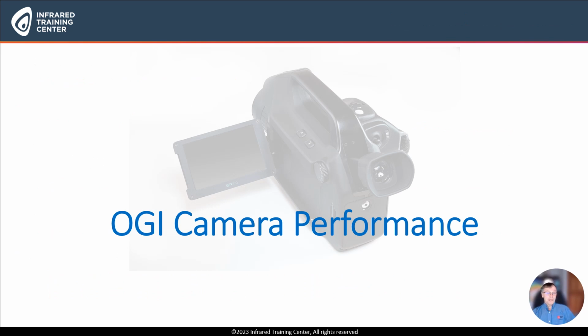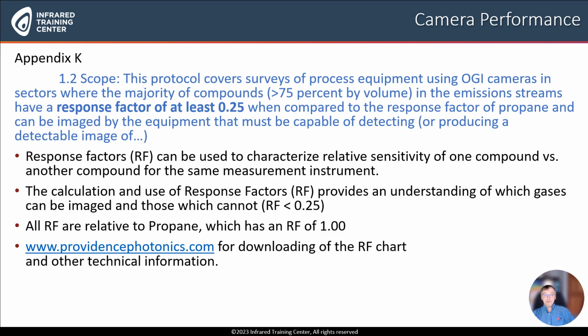Now, the first one we want to talk about here is OGI camera performance. I have some direct quotes here; many of the direct quotes are highlighted in blue. So 1.2 scope: this protocol covers surveys of process equipment using OGI cameras in sectors where the majority of compounds in the emission streams have a response factor of at least 0.25 when compared to the response factor of propane, and can be imaged by the equipment.